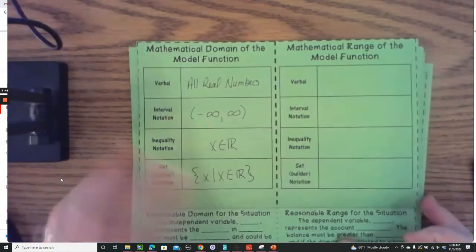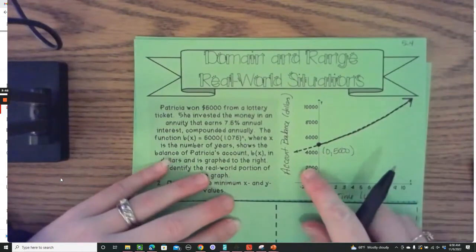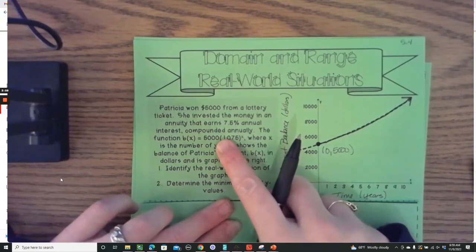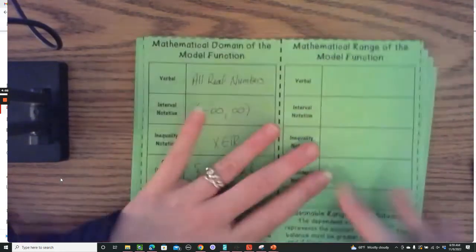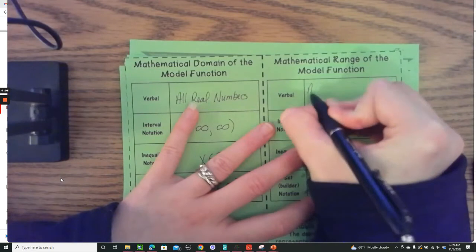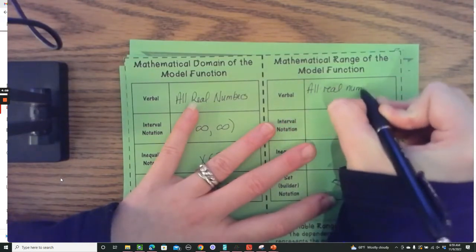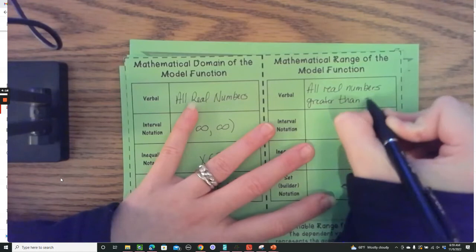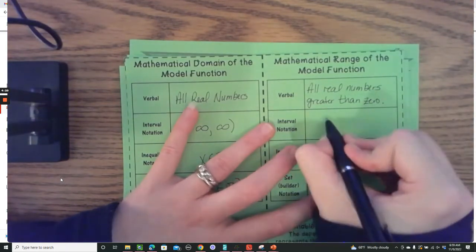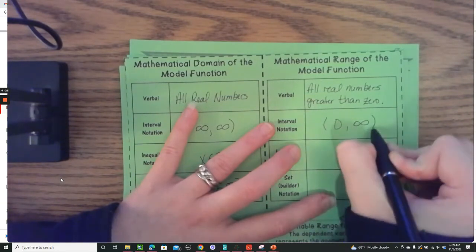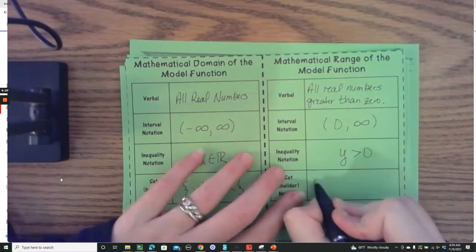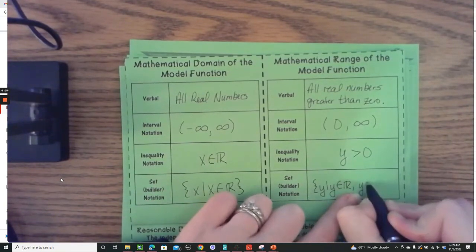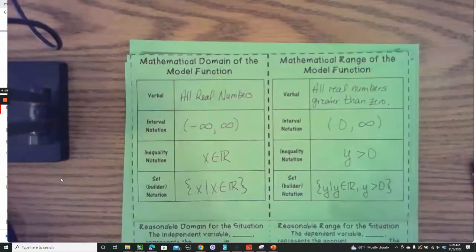Now our range, again looking at just the function. This function is never going to be less than 0. The range will never be less than 0. So mathematically, the range is all real numbers greater than 0. In interval notation, from 0 to infinity. As an inequality, y is greater than 0, and y is a member of the set of all real numbers where y is greater than 0. So mathematically, that's our domain and range.